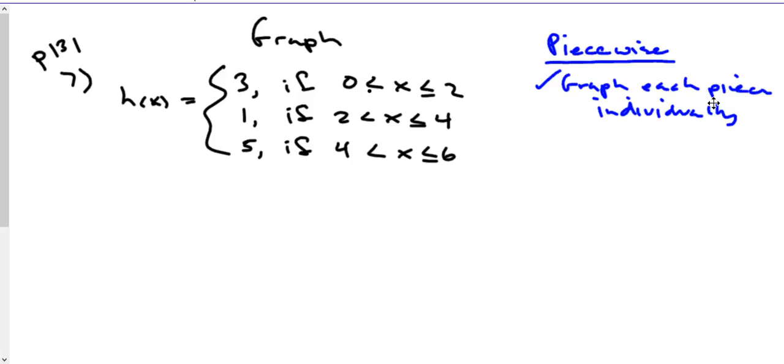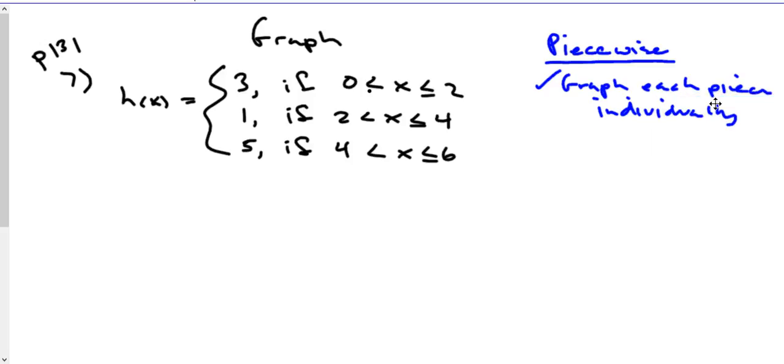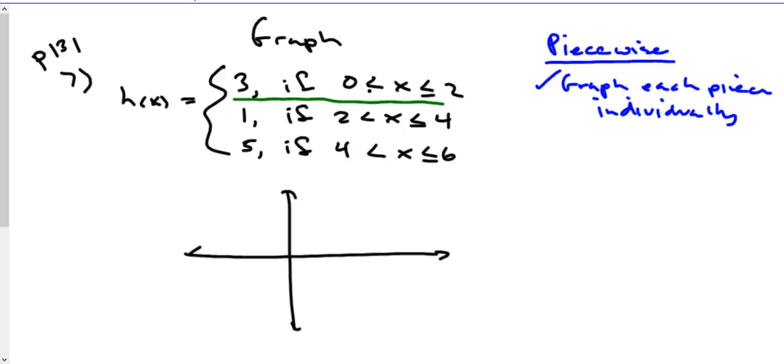So let's go and graph this piecewise function now. Let's graph each one individually. First off, what's our first function? Look on top, and we see we have the function 3.